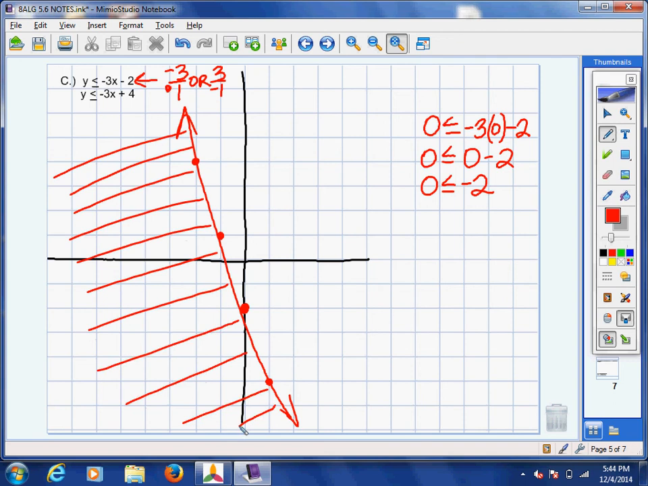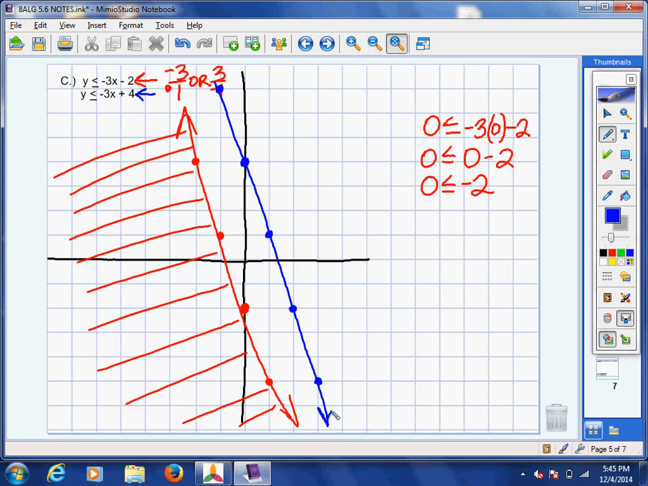Switch colors. Okay. Now let's let the bottom line be in blue or black or whatever color you've got on you. So find +4. Here's +4, and then same thing, -3 slopes. We're going to go up 3, back 1, or you can go down 3, right 1. Down 3, right 1, just like that. Again, solid line because we have that equal to sign, so it looks good.